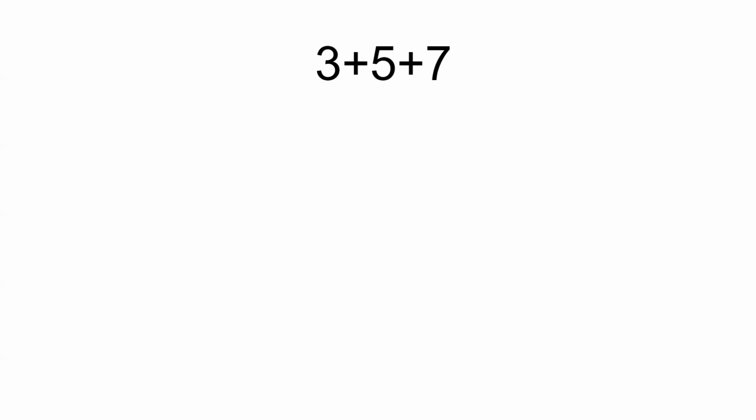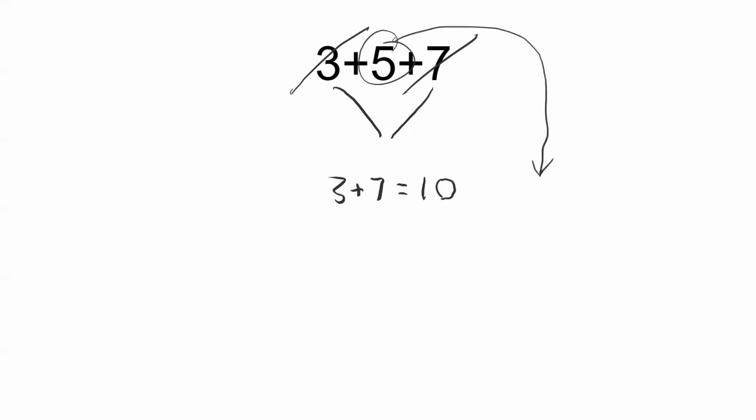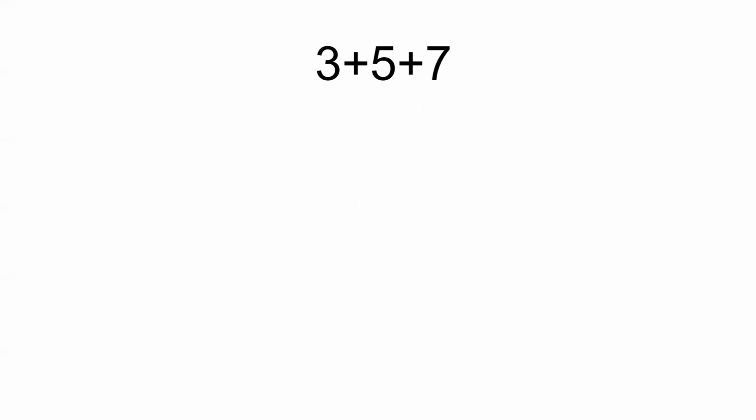In this case, we can make a 3 plus 7. 3 plus 7 we know is 10, and then we can cancel out our 3 and our 7 because we just used them to make a 10, and now we're just left with a 5. So we move the 5 down and add it to our 10 that we just made, and we're left with 15.